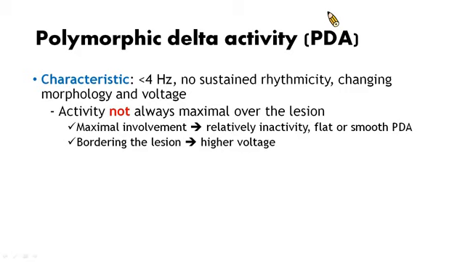One of the examples is polymorphic delta activity. Its abbreviation is PDA. It is characterized by frequency less than 4 Hz, without sustained rhythmicity. The morphology and voltage are always changing. It was mentioned that the activity is not always maximal over the lesion. Sometimes, at the area with maximal involvement, the EEG showed relatively inactivity, flat or smooth PDA. At the region borderline the lesion, the EEG showed higher voltage waves due to less damage to the cortex.